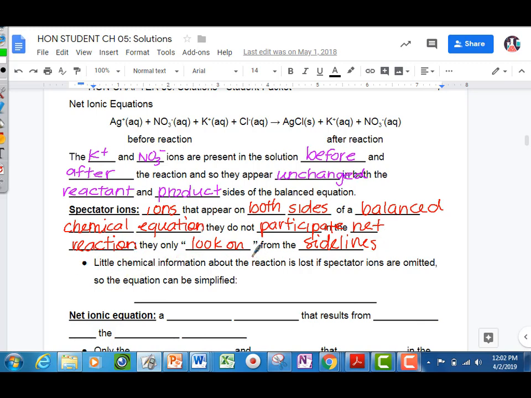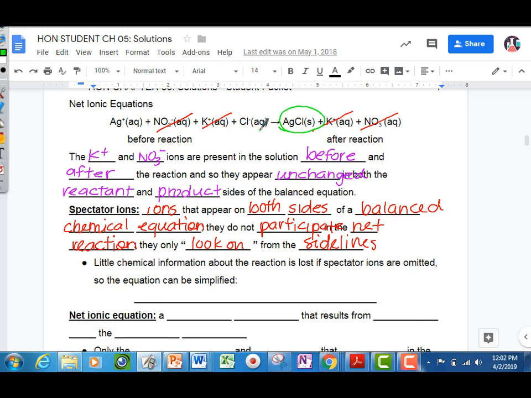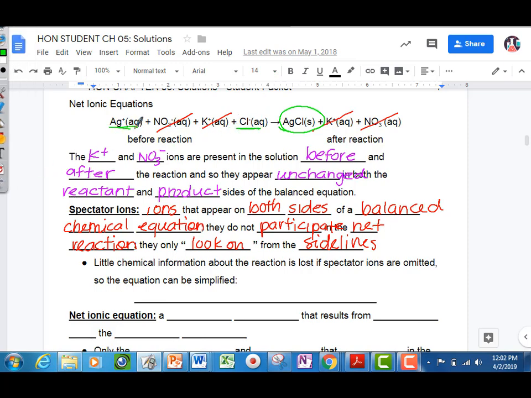Little chemical information about the reaction is lost if the spectator ions are omitted, so the equation can be simplified. So what I'm going to do is cross off the things that are aqueous before and after the reaction. That would be the nitrate and the potassium. And all I'm left with is the solid product and the aqueous ions that formed it. So the chloride and the silver.